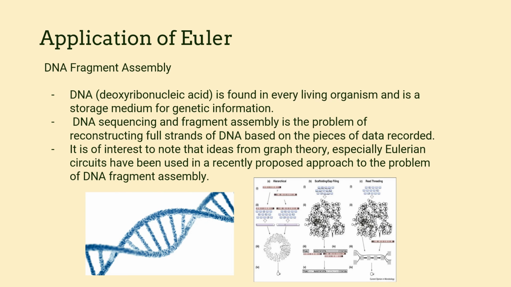There are a lot of applications of Euler, but I will give just one, which is DNA fragment assembly. DNA is deoxyribonucleic acid. It's found in every living organism and is a storage medium for genetic information. A DNA strand is composed of pairs which are denoted by A for adenine, C for cytosine, G for guanine, and T for thymine. The familiar DNA double helix arises by the bonding of 2 separate strands with Watson-Crick complementarity. A and T are complementary, C and G are complementary also, leading to the formation of such a double strand.